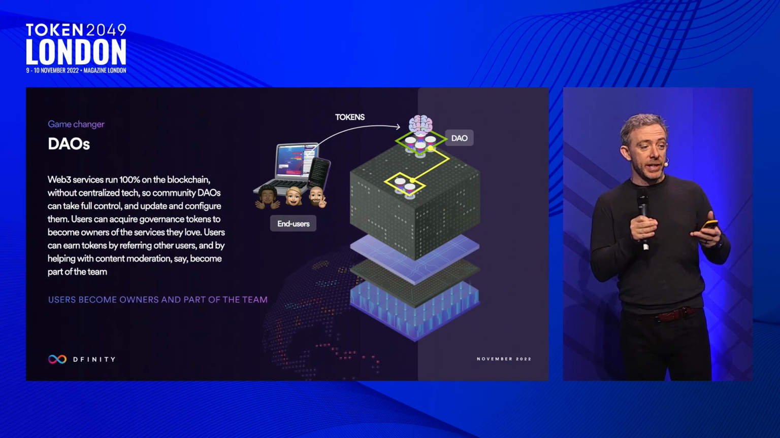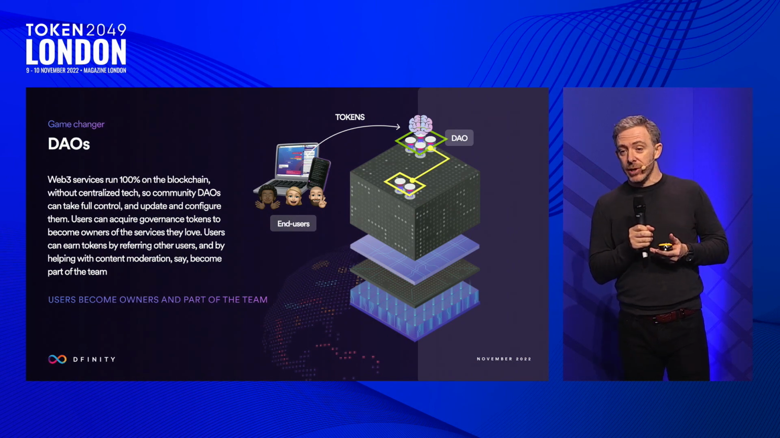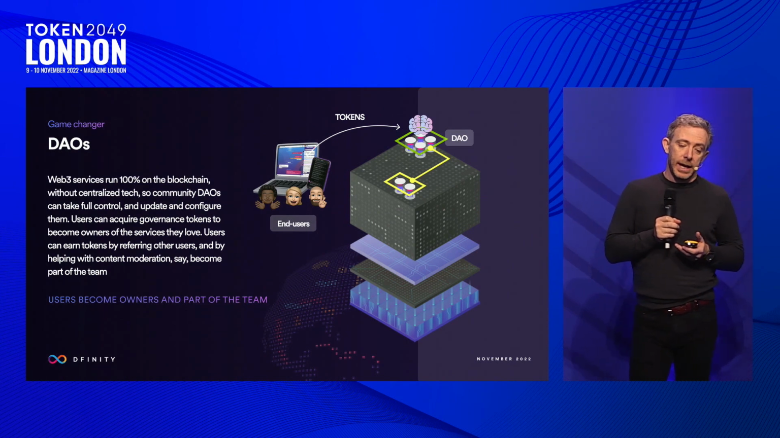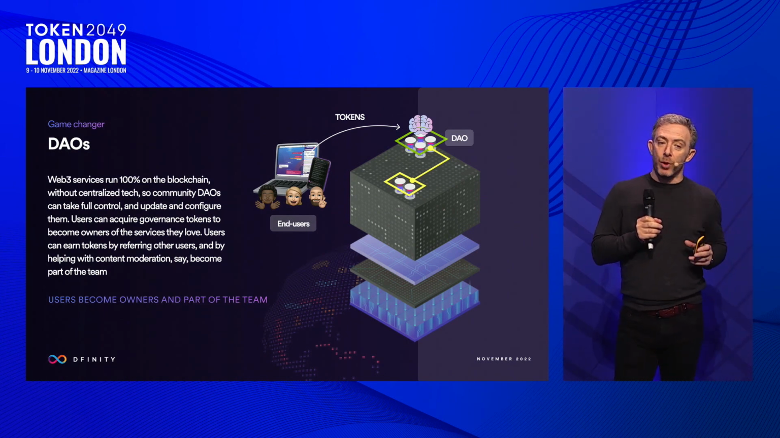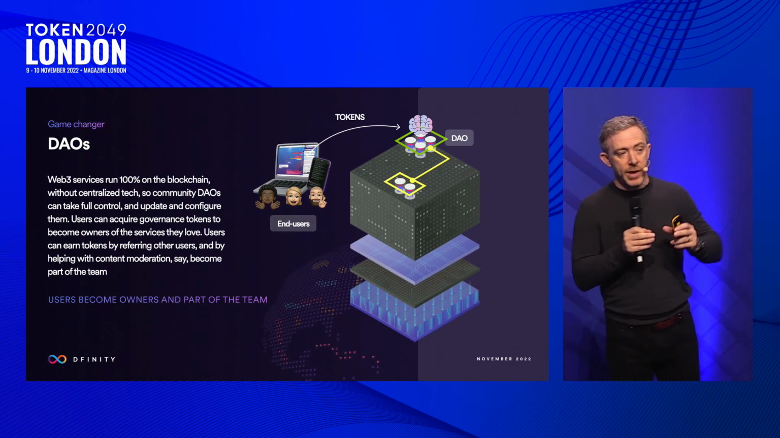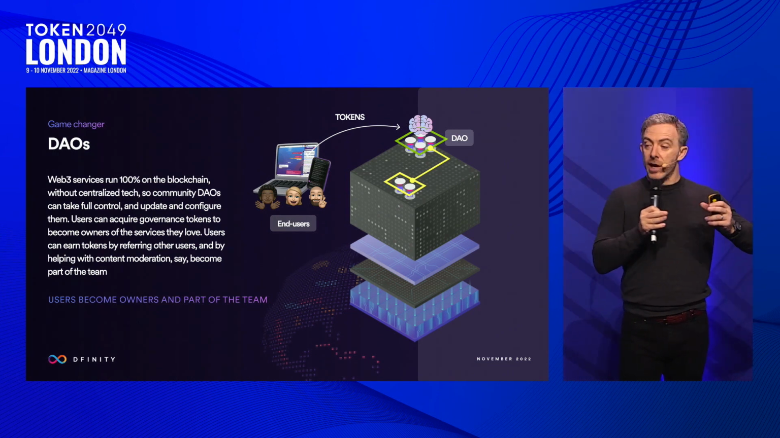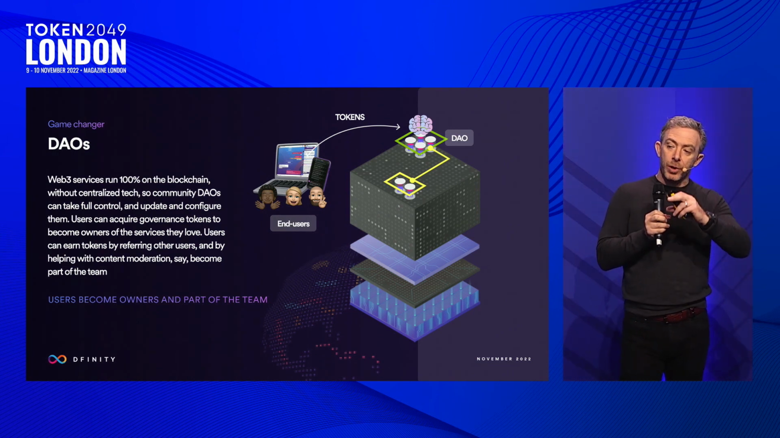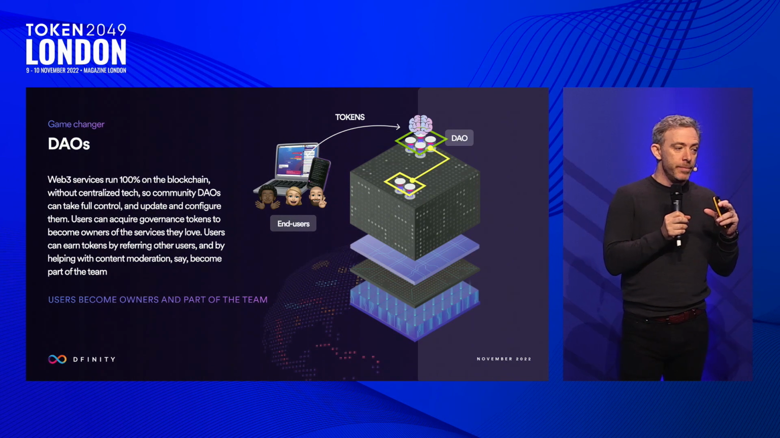You can run something like Facebook from the blockchain. There are services running today on the internet computer with thousands and thousands of users, and there's no cloud involved, there's no centralized tech, there's no servers. Now, there's a very, very important consequence of this. If you actually build entirely on the blockchain, you can put your service under the control of a DAO.